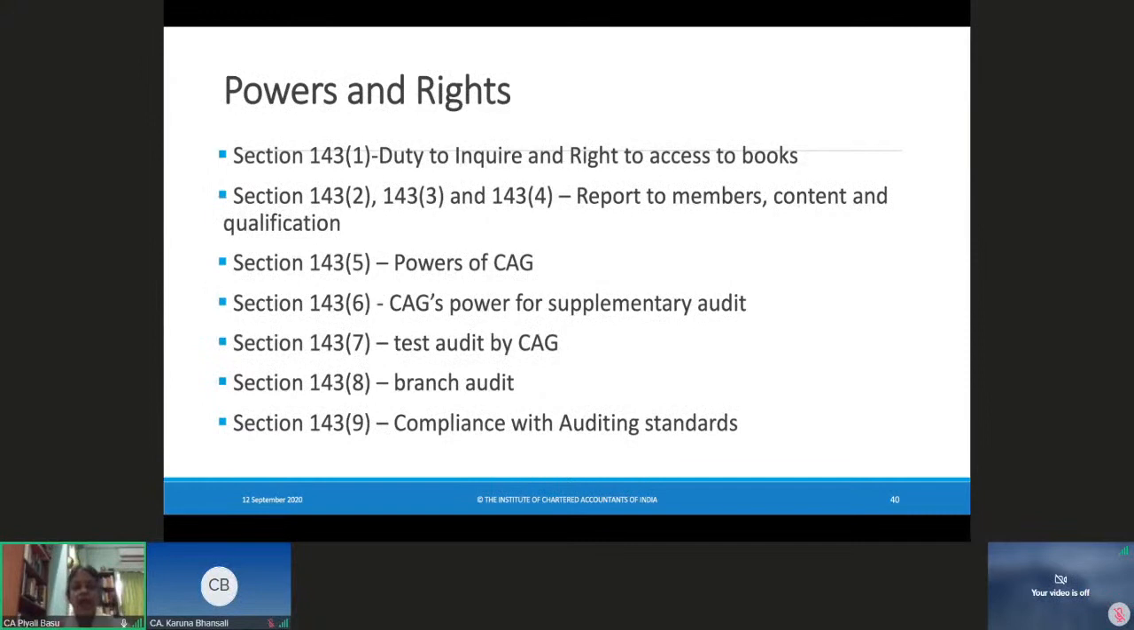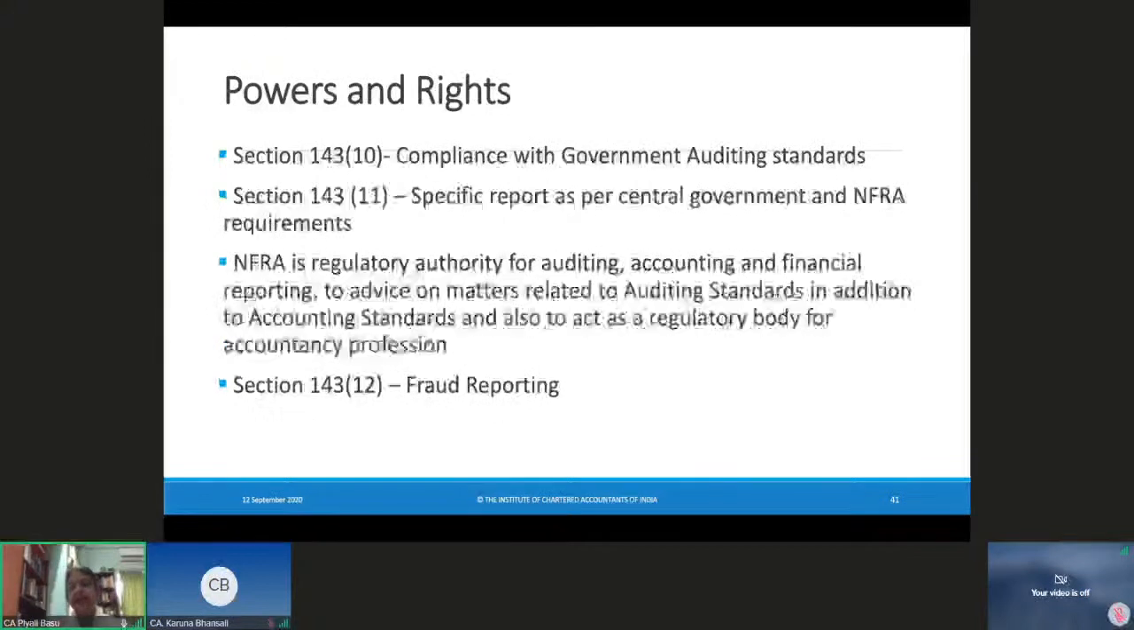143.9 talks about the auditing standards pronounced by ICAI, and 143.10 talks about the auditing standards of the government, and compliance with them. Apart from the Institute's auditing standards, there could be some standards supplemented by the government specifically for areas of concern, and the auditor needs to comply with such government auditing standards. And 143.11 talks about the specific report as per NFRA's requirements.